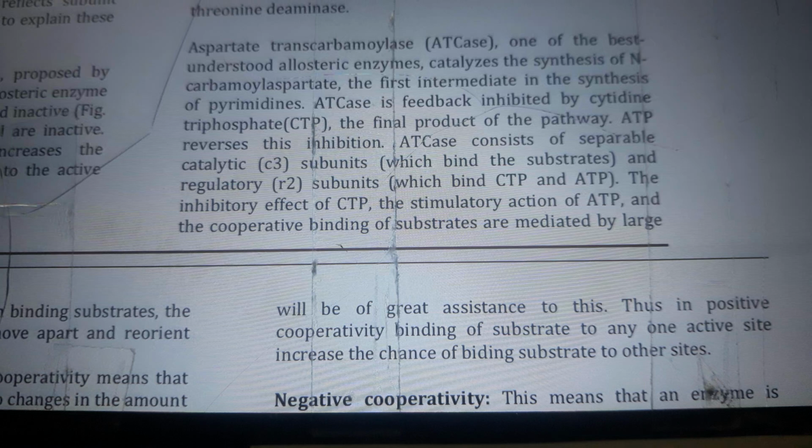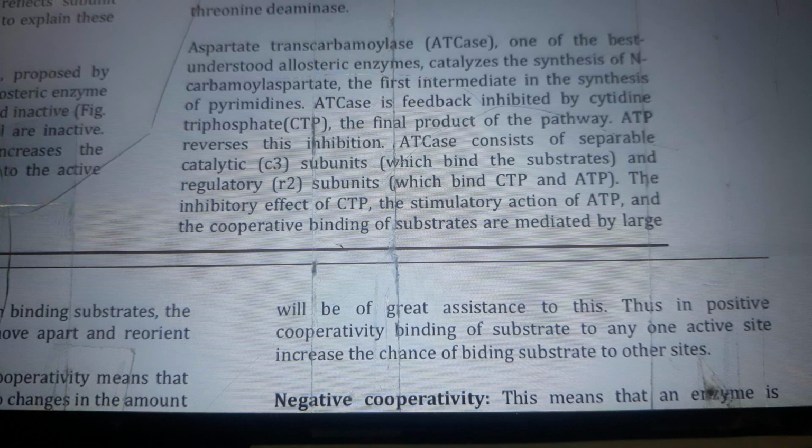Aspartate transcarbamylase, ATCase, one of the best understood allosteric enzymes, catalyzes the synthesis of N-carbamyl aspartate, the first intermediate in the synthesis of pyrimidines. ATCase is feedback inhibited by cytidine triphosphate, CTP. The final product of the pathway, ATP, reverses this inhibition.